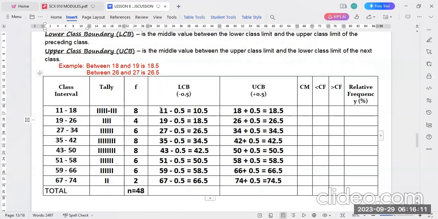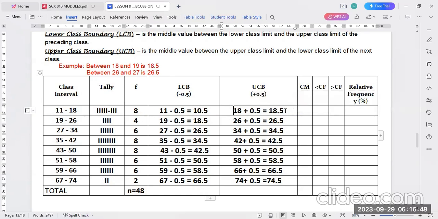So, the lower class limits are 11, 19, 27, 35, 43, 51, 59, and 67. So, just subtract 0.5. So, that will be 10.5, 18.5, 26.5, 34.5, 42.5, 50.5, 58.5, and 66.5. Since this is the lower class boundaries, so ang magma-minus kayo doon sa lower class limits, lower to lower. And then for the upper class boundary, since upper, mag-add lang tayo ng 0.5. Okay, we add 0.5.